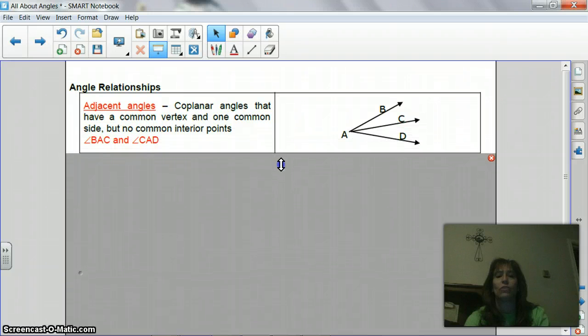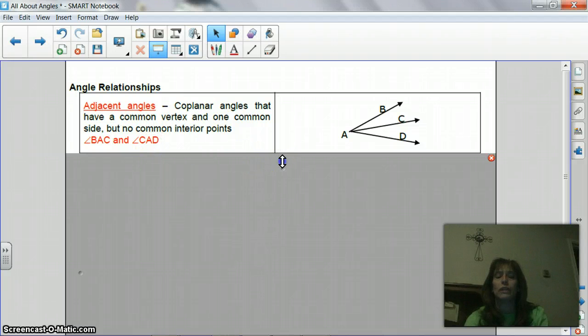Adjacent angles are coplanar angles that have a common vertex and one common side, but do not have common interior points. So if you'll notice on here, they share point A, that's their vertex, and ray AC is common for both of the angles. So one of my angles is BAC, my other one is CAD. So they both share AC right there.